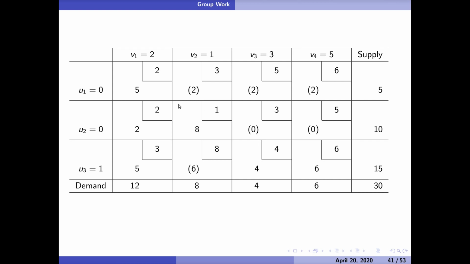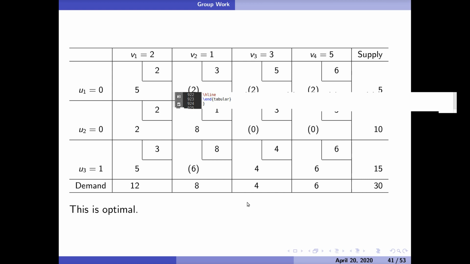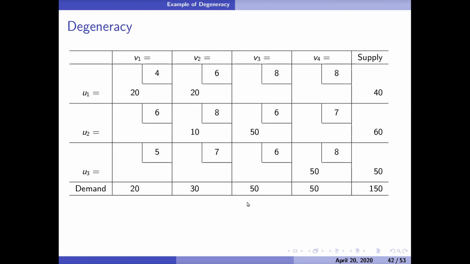Good. And once we've recomputed our U's and our V's, we see that we get all positive values. Okay, so therefore try this out. See if you can repeat this solution and get the same values for the non-basic variables. Good. Okay, this is now optimal.